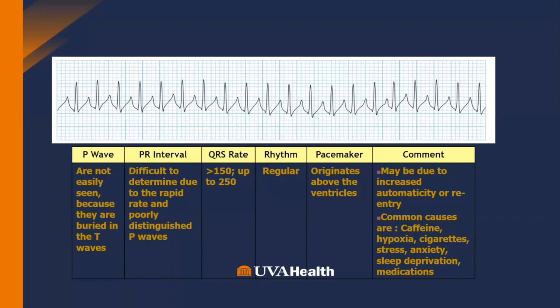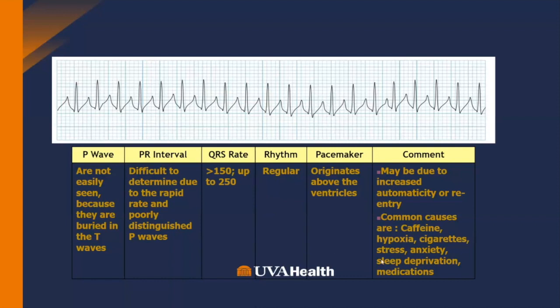This is something to give consideration to. So we're looking for, outside of any physiologic causes, the rhythm is regular. It's originating above the ventricle because you have a narrow complex. That's how we determine that.